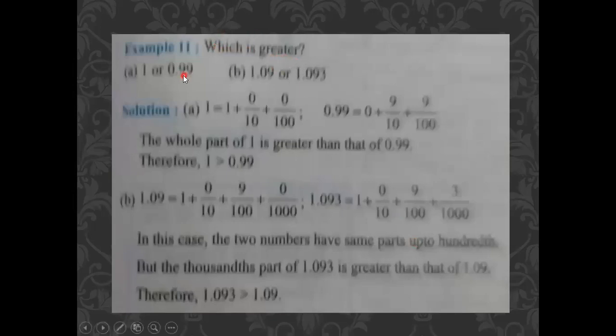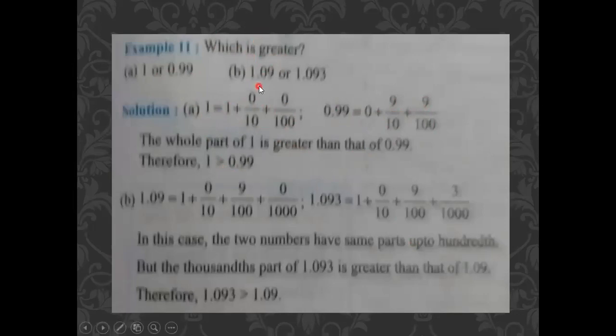Next here, which is greater, 1 or 0.99? See how you can compare this. 1 point, so here 1.00, 0 tenths, 0 hundredths. So this value you will get as 1 only. So 0.99 is 0 plus 9 by 10 and 9 by 100, 99 by 100 only you can add. So the whole part 1 is greater than 0. Here whole number if you take, 1 is the whole number and here it is 0. So obviously we can say 1 is the greater number. So here you can say 1 is greater than 0.99.